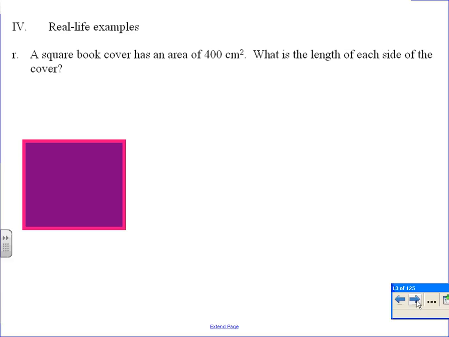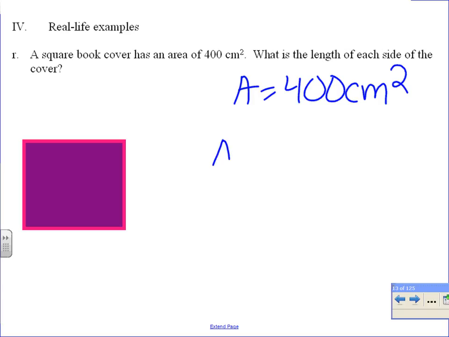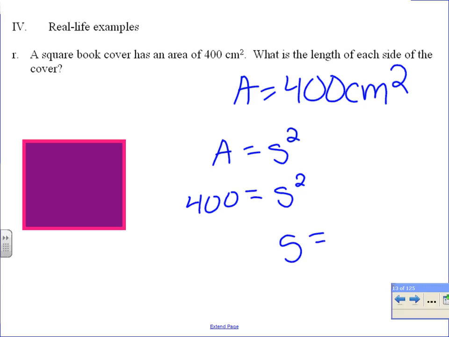Steve, what'd you get? Nope, careful, not 100. The area is 400. Neil. Peyton? Good, how'd you get 20? Good job. Area is equal to 400 centimeters squared. You know the formula for area is area equals side squared. So really all you were thinking through is 400 equals side squared. To solve for side, square root both sides. You get the side is 20.